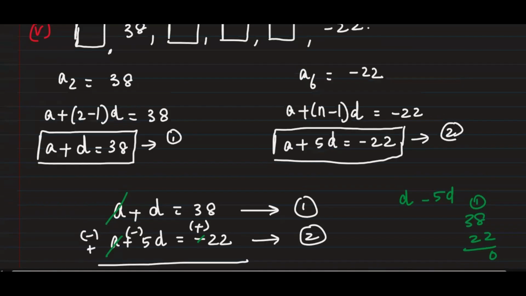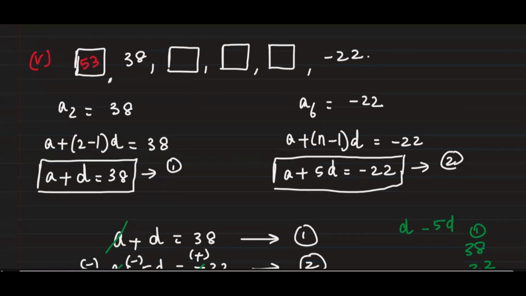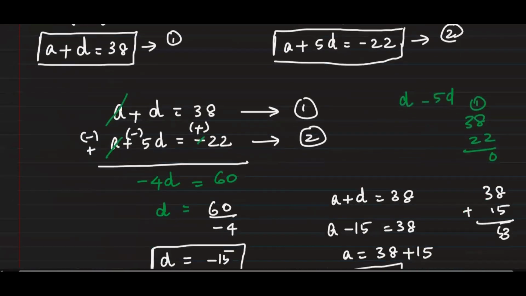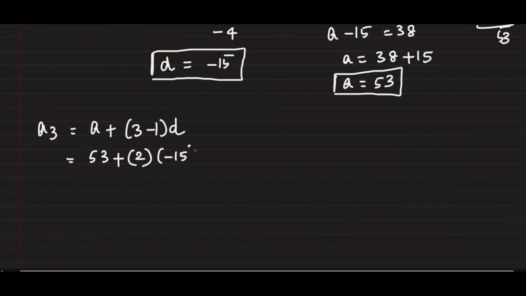So the first term we know. A is basically 53. The first value is 53. The second value is given. We'll have to find the 3rd, 4th, 5th. Okay. So A3, A4 and A5. So let's do it here. We'll have to find what is A3. So A3 is equal to A plus n minus 1, so this is 3 minus 1 into D. Substitute the value. A is 53. 3 minus 1 becomes 2. The value of D is negative 15. This is equal to 53 minus 30, which is equal to 23. So A3 is equal to 23.